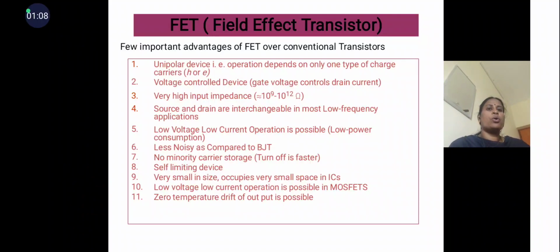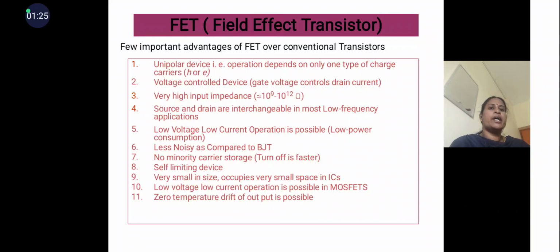This device is also called a voltage controlled device. Why? Because the output current of a FET is controlled by means of the input voltage. Hence this device is also called a voltage controlled device.